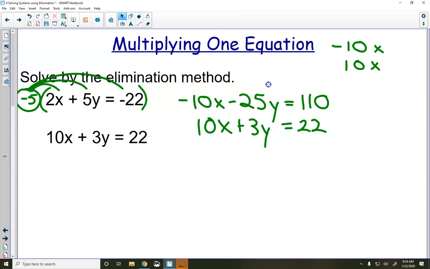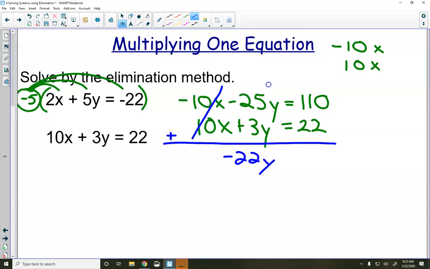And we said, what operation are we going to use to eliminate the variable? Addition, right? If we add these two equations, you're going to get rid of the x terms, right? Because negative 10x plus 10x is 0x, so it's just gone. Negative 25y plus 3y is negative 22y. And 110 plus 22 is 132. Okay? Any questions so far?